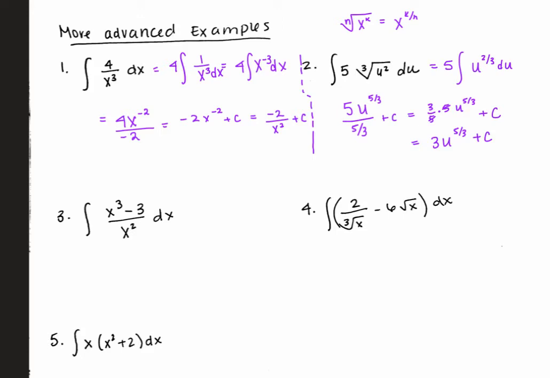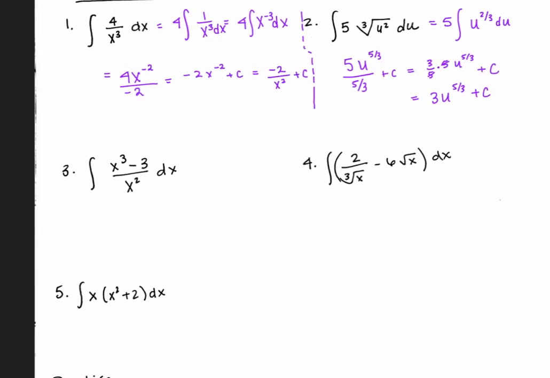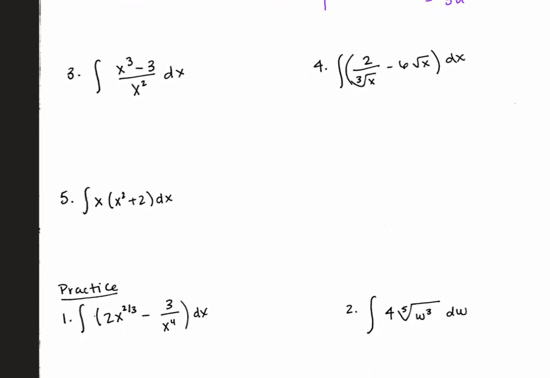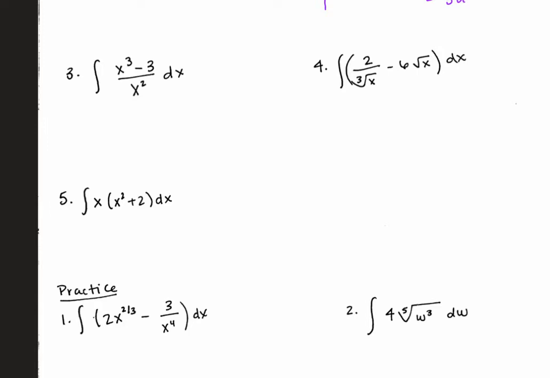The next example here, we have 2 things in the top and 1 thing in the bottom, which we haven't dealt with yet. There's no quotient rule of integration. So I'm going to break up this fraction. I'm going to have x cubed over x squared dx minus 3 over x squared dx. You're allowed to break apart the fraction when there's only 1 thing in the denominator like that.